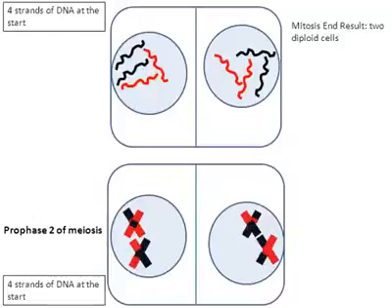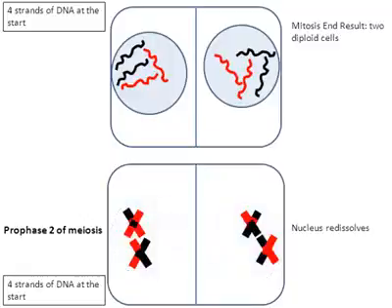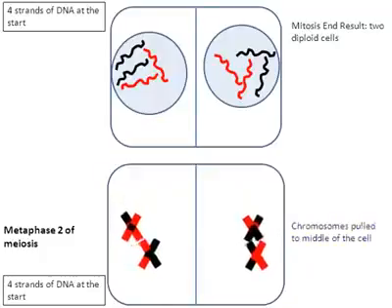Prophase number 2 of meiosis. There is no interphase number 2, it just moves right on into prophase number 2. And like it says, the nucleus is often going to redissolve, and so there it goes. And when we continue on to metaphase number 2 of meiosis, the chromosomes are going to be pulled to the middle of the cell.